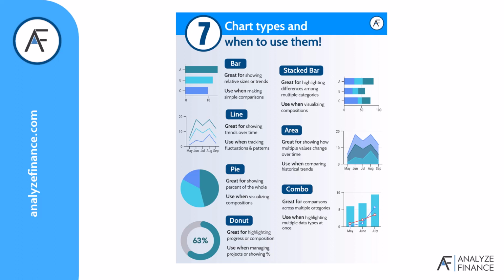Area charts, I show them here. I'm not a huge fan of area charts. They're kind of hard to interpret, but you show these when comparing historical trends as well. And the combo charts, love combo charts. So the blue bars might be, say, revenue, and then let's say the red line is gross margin, and the blue bar is net profit. I don't know too many situations where net profit would be higher than gross margin, but you get what I'm saying. So combo charts are great for highlighting multiple data types at once.